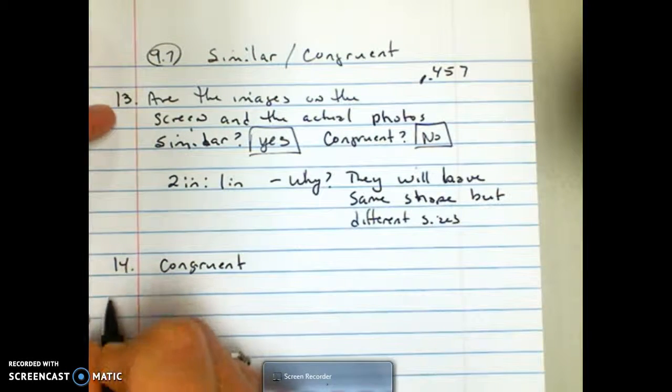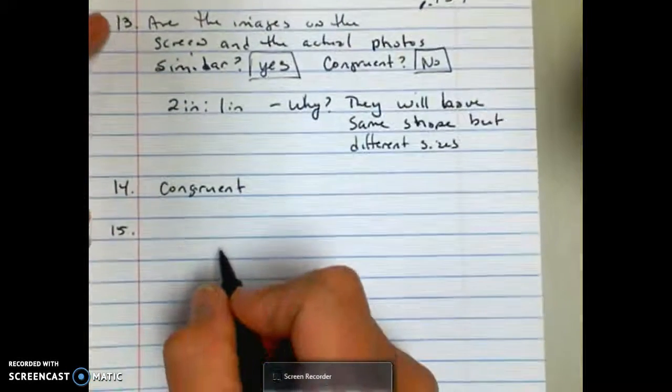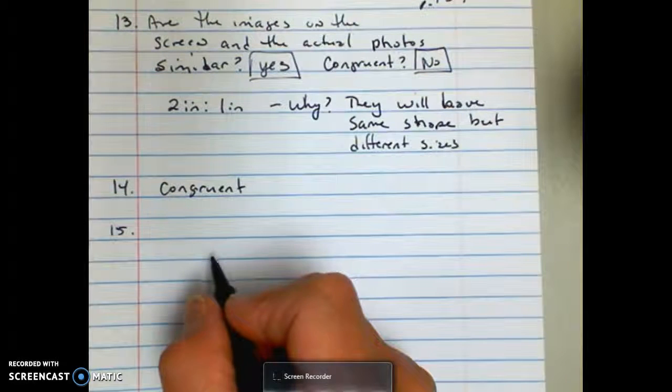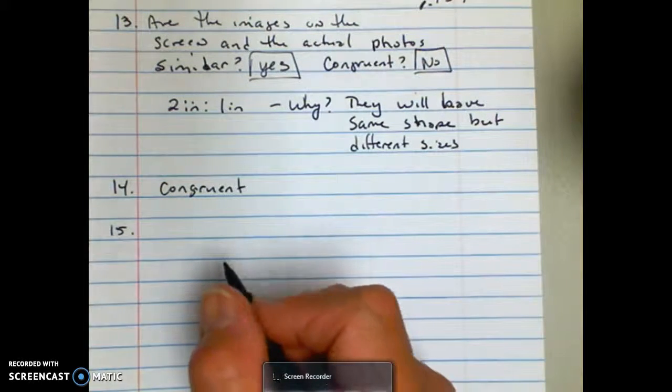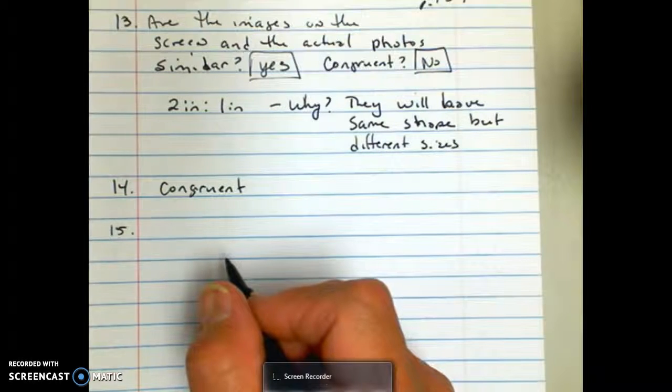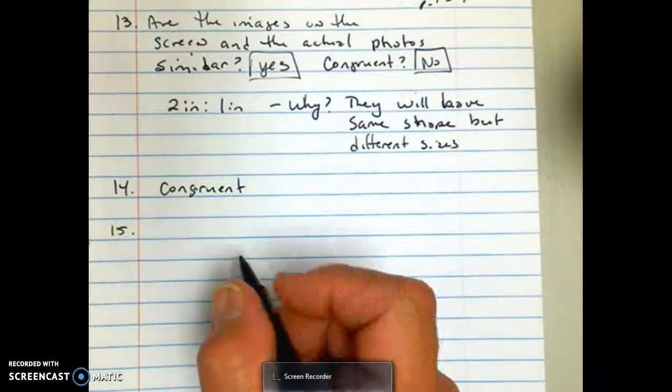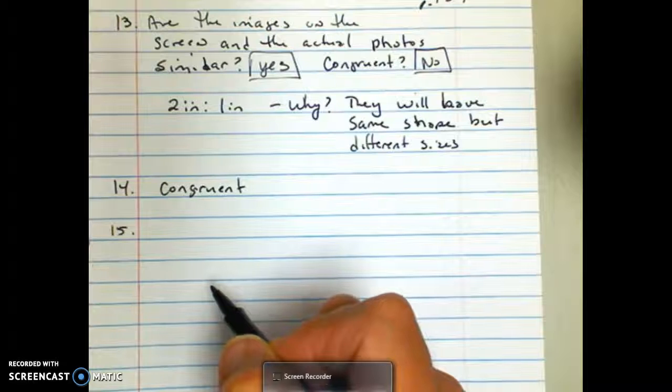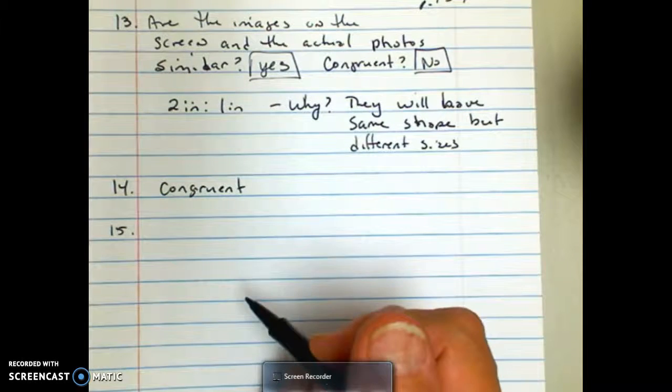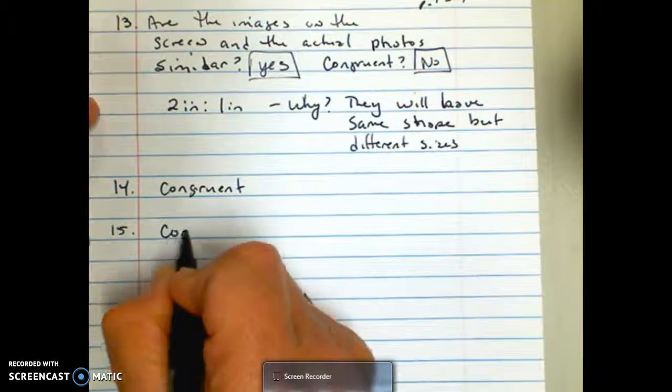Number 15, skip a line, they were talking about earrings. And again, every once in a while you have earrings that might be a little bit different because the designer did it that way purposefully. But most of the time they want them exactly the same size and same shape. So of course that would make it what? And if you said congruent, you are correct.